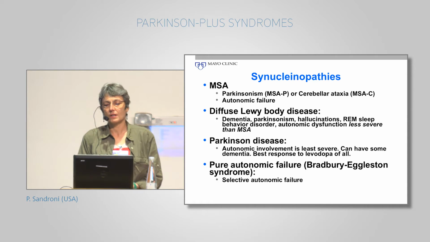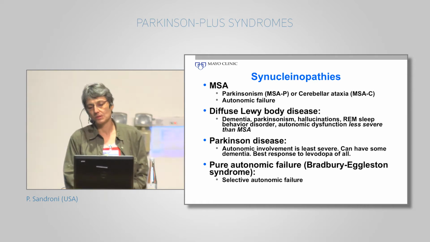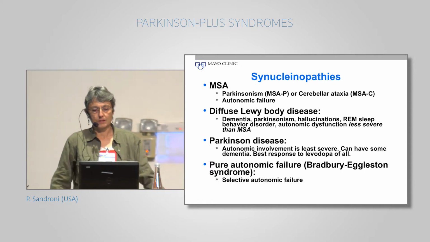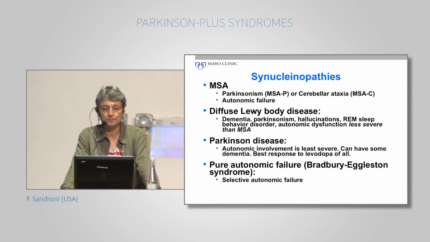Anyway, so we're going to talk a little bit about synucleinopathies in this session, and I'm going to start with multiple system atrophy. What's multiple system atrophy? Well, it's Parkinsonism or cerebellar ataxia associated with autonomic failure.